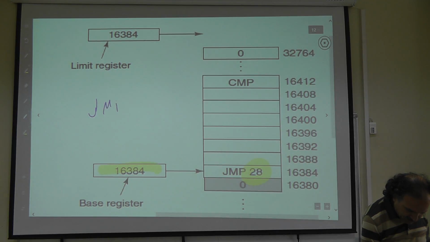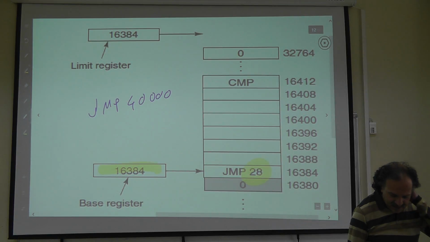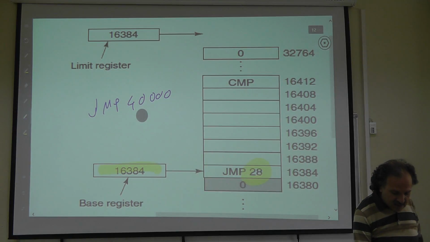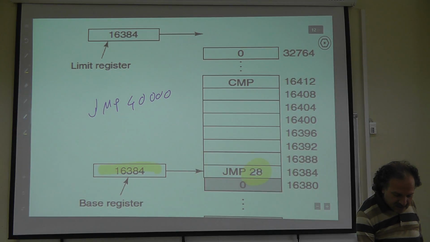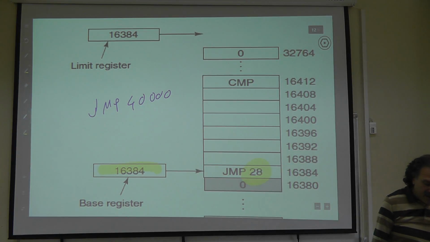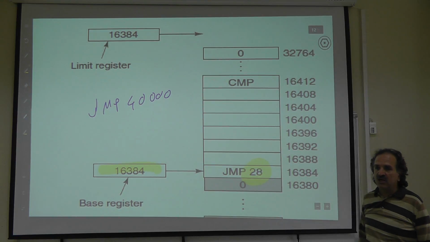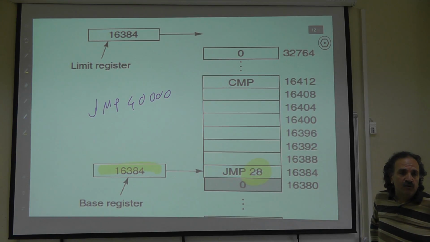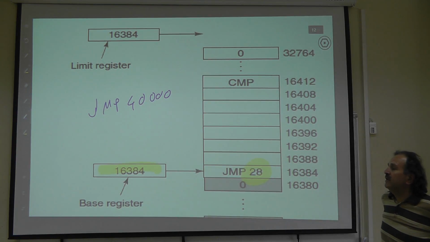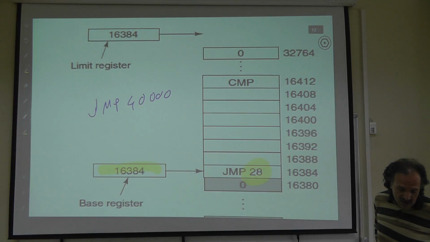Let's say jump 40,000. When I say that, this value is compared with the limit register. Since it is much larger than the limit register, the operating system will not let you jump to that location, and a segmentation fault or an out-of-memory access trap will occur, and the operating system will end your process.